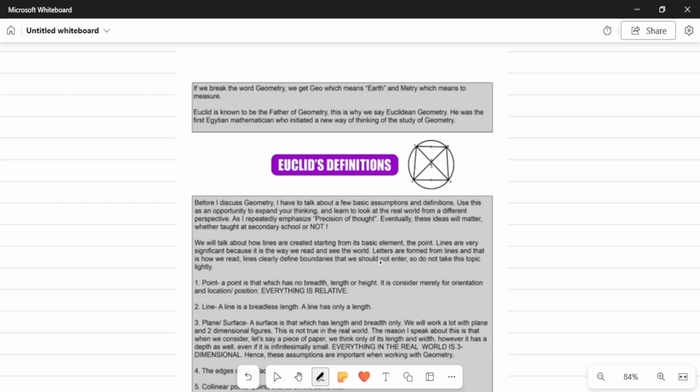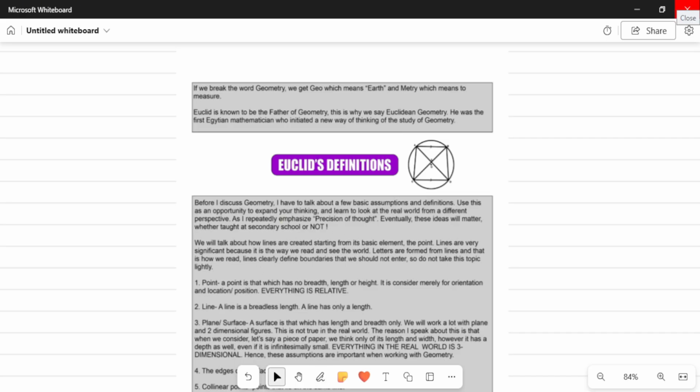Let me give you some examples. Letters are formed from lines, and that is how we read. Lines clearly define boundaries that we should not enter, so do not take this topic lightly. So the mere fact that diagrams are drawn from lines implies that we should not even take this topic lightly, right? It has so much of significance, right? So let's move on to the building blocks of geometry.